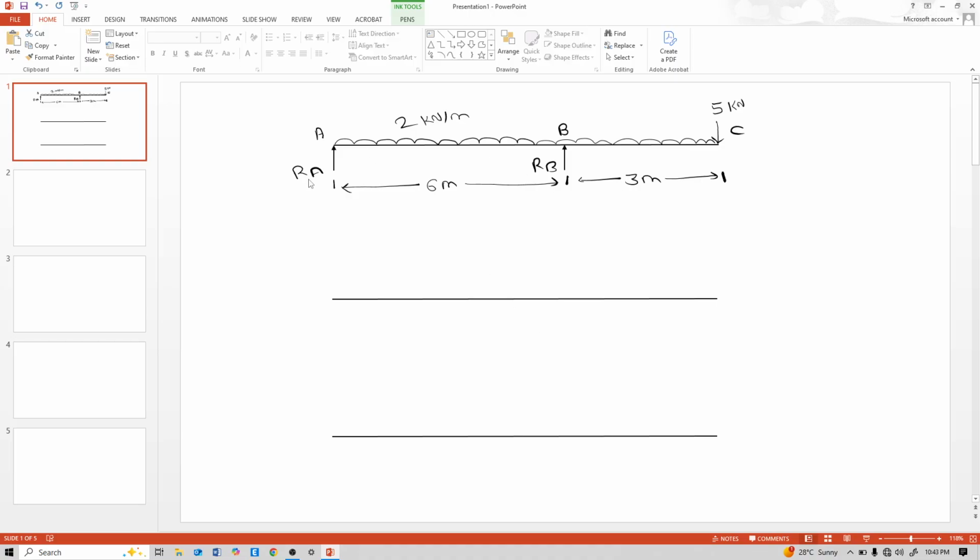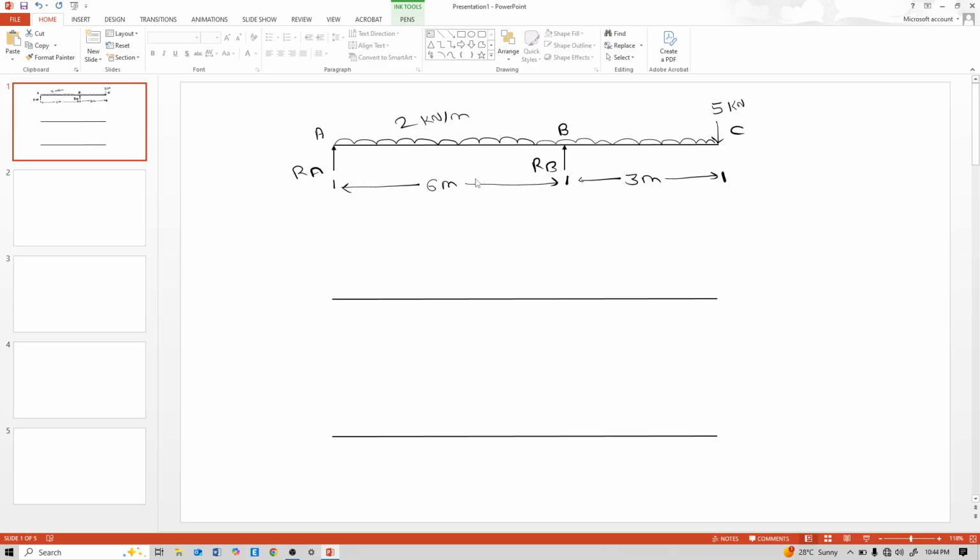This is an overhanging beam. At point A there is reaction RA, at point B reaction RB, and the B to C portion is the overhanging portion, and the total span of this beam is 9 meters. Loading is 2 kN per meter throughout this beam, and there is a 5 kN concentrated point load at point C. At point A there is a vertical reaction RA, and at point B there is a vertical reaction RB.